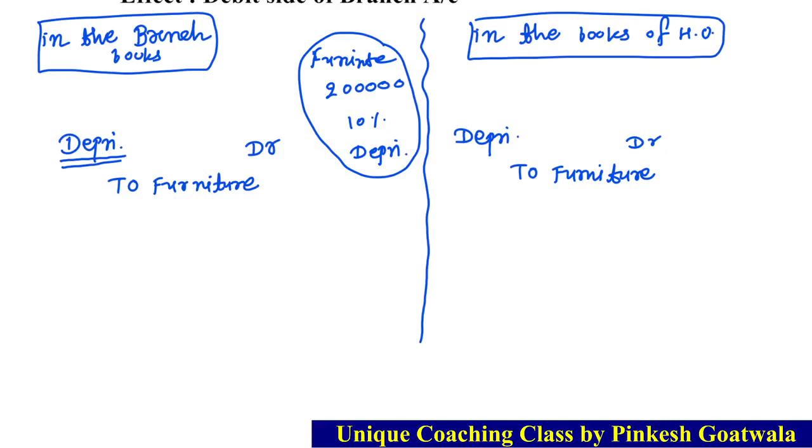Here furniture is used by branch. Okay, branch uses it, right? Since branch uses it, a charge will definitely be applied, depreciation will definitely be charged, right? So here it is common that depreciation has to be debited. But we credit furniture. I told you furniture is not in its books at all. Furniture was shown in the books of head office. Then how can he credit furniture? Actually he hasn't furniture in his book.